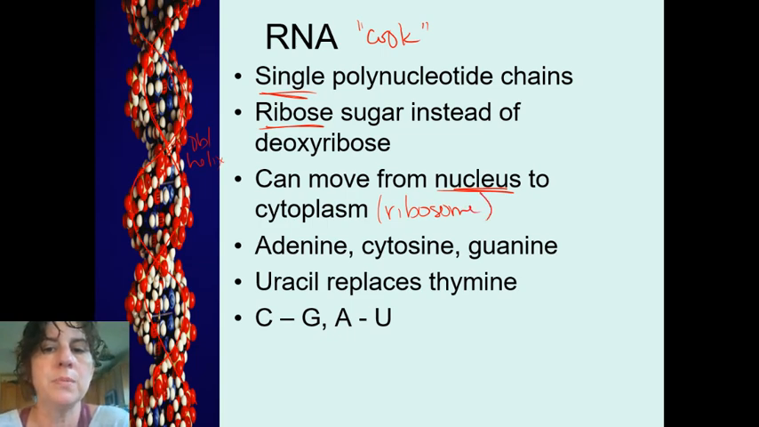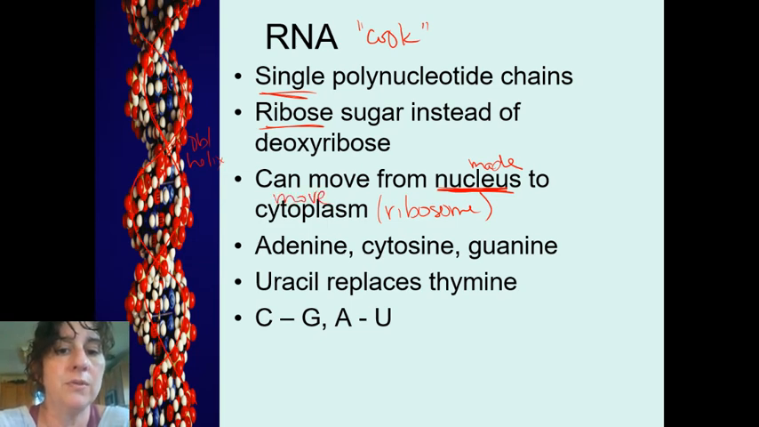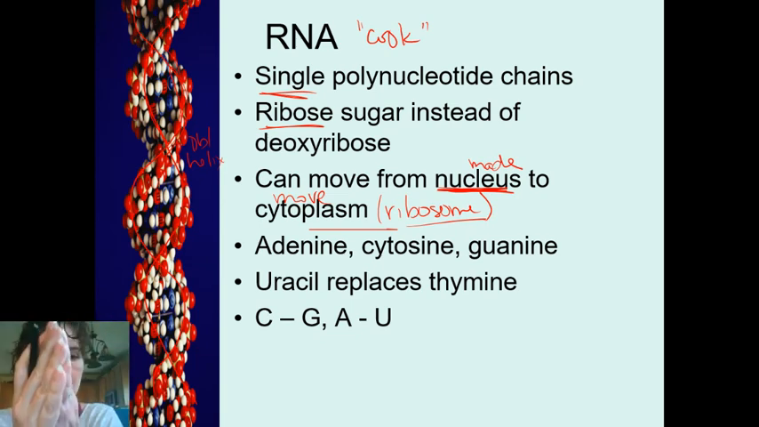Remember, our ribosomes are the organelles that make protein. So if I'm going to make protein, obviously I'm going to have to involve them. So RNA will be made in the nucleus. So it's made here. And then it moves to the cytoplasm. When it moves out to the cytoplasm, it's going to find a ribosome, and it's going to hook up with that ribosome. Literally, they join together. The ribosome and the mRNA join together.